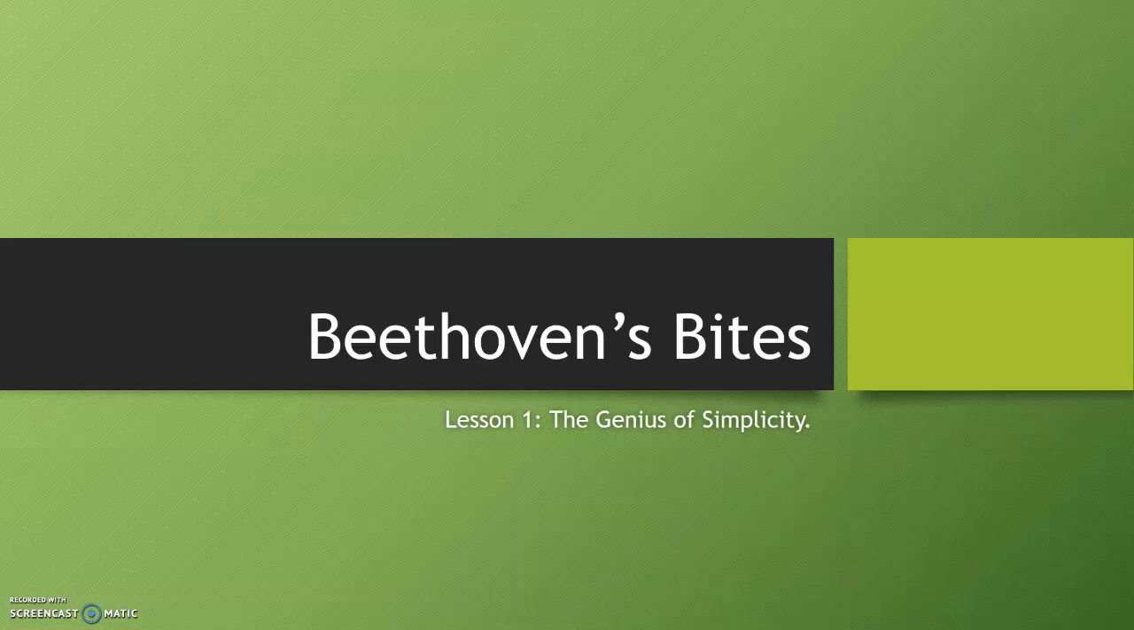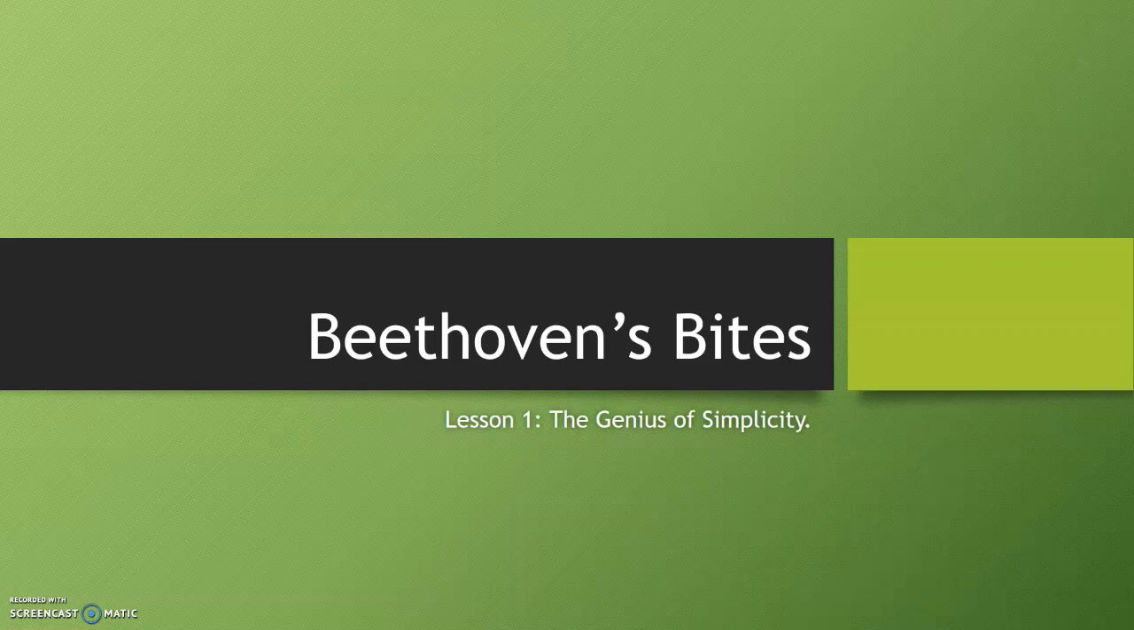The unit is called Beethoven's Bites, starting with the genius of simplicity. By simplicity, they're talking about how to make an incredible composition out of something so simple. So to do that, we are actually going to watch a video.